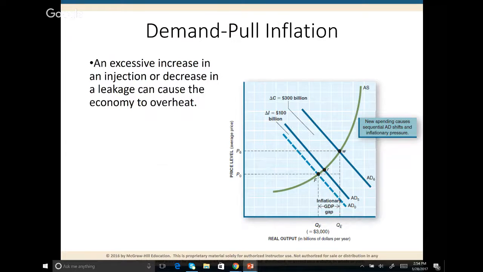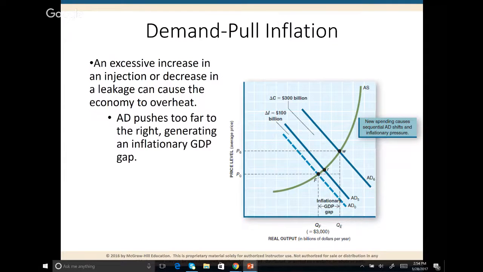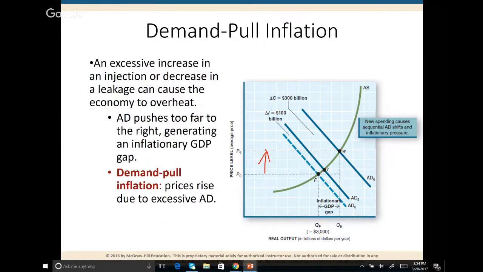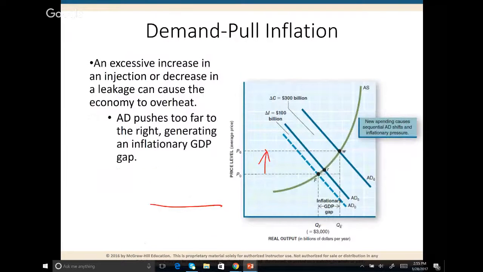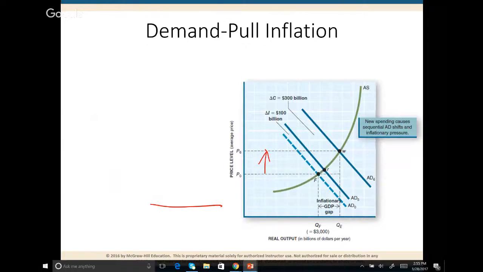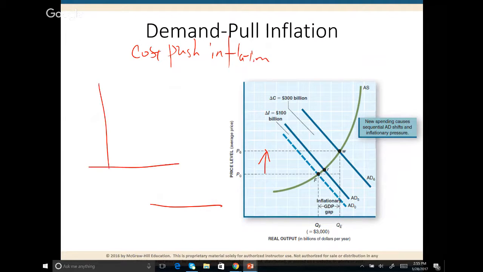All right, so this is also called demand pull inflation. When the demand is very high, we want to buy more stuff, which causes inflation to go up. That's demand pull inflation. This happens when you have excess aggregate demand. And then, it's not mentioned here, there's also something called cost push inflation.